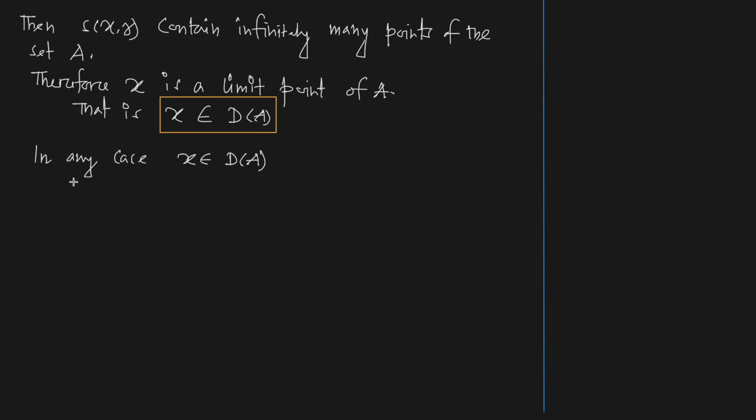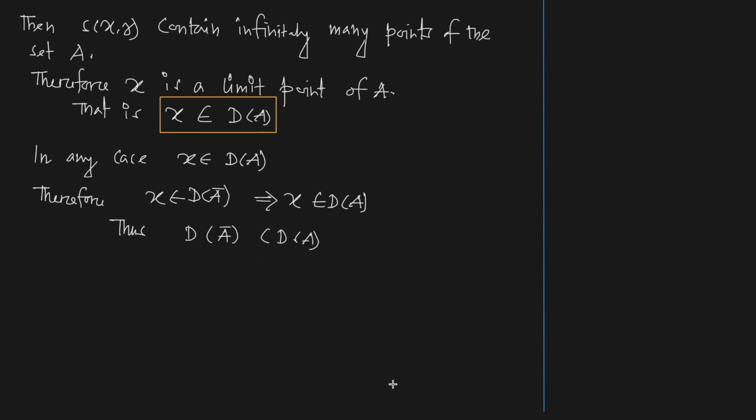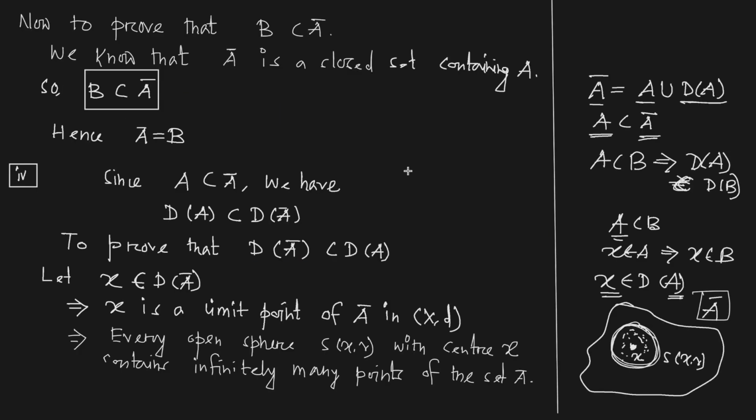So what did I assume? I assumed x belongs to the derived set of A bar, and we got x belongs to the derived set of A. So thus the derived set of A bar is a subset of the derived set of A. And previously we have shown that the derived set of A is a subset of the derived set of A bar.